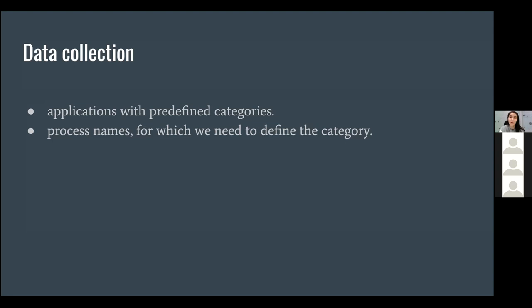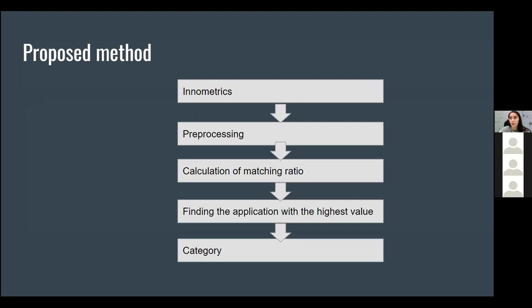So we wanted to create a simple method which will take a process name as an input and give the category as an output. The challenging thing in this approach is how to measure the similarity between two strings. The application name can have more symbols than the process name itself, and vice versa. Also, the process name could be an abbreviation of an application name. So we need a solution which can capture this information.